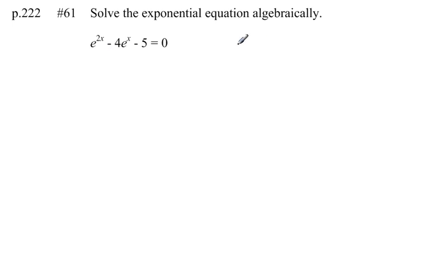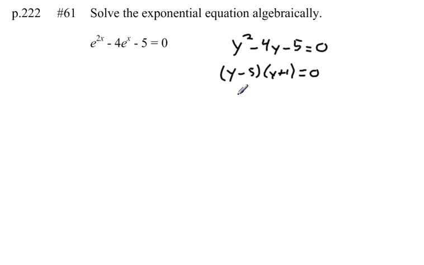And I'm just going to write a similar problem over here on the right-hand side. So I'm going to write y squared minus 4y minus 5 equals 0. And we could solve this by factoring the y squared minus 4y minus 5 as y minus 5 times y plus 1, and setting that equal to 0. I would then set both of these equal to 0 and solve for y. In this case, I would get y equals 5, and I would get y equals negative 1.